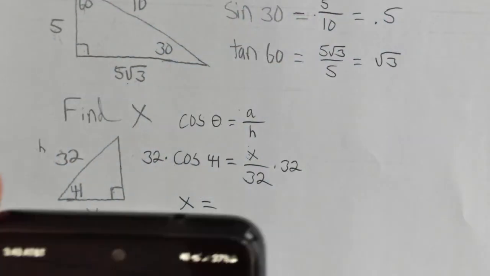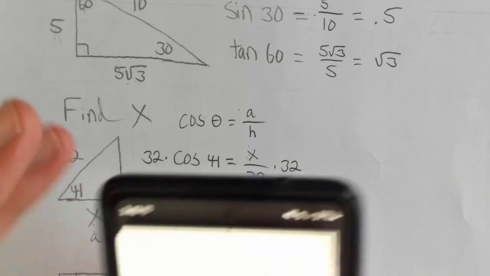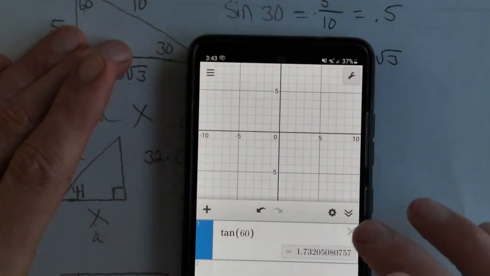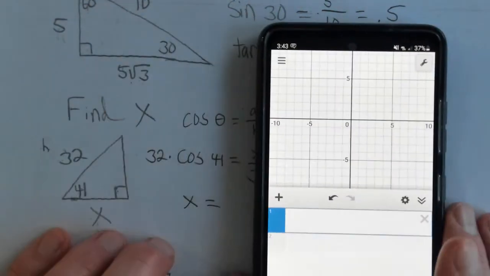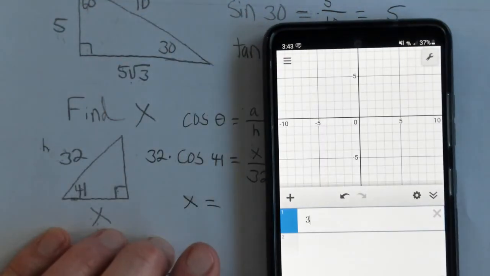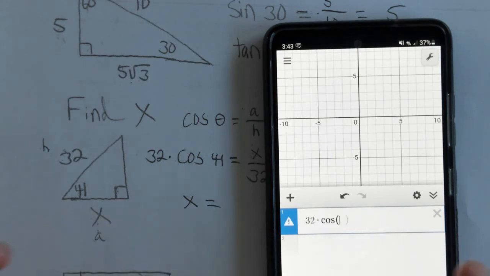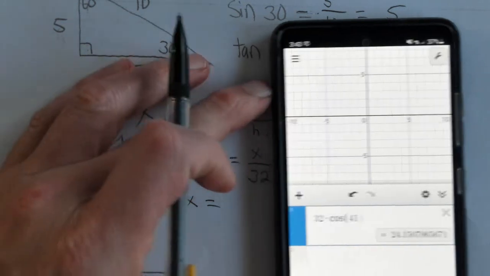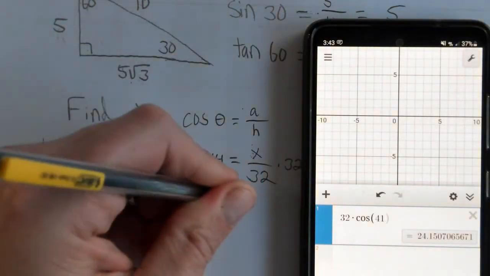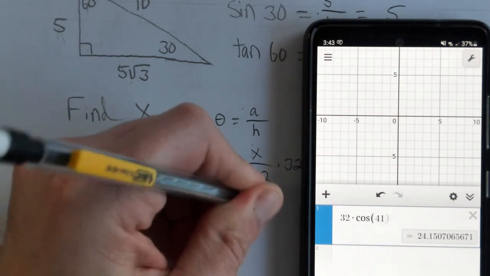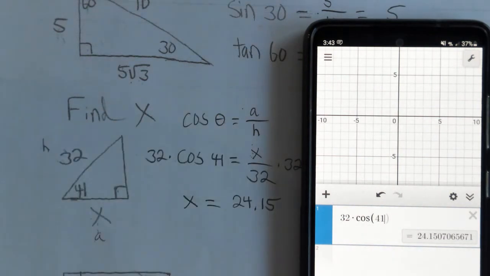So now, we can go back into our calculator. We'll clear these off. And what am I trying to put in there now? I'm trying to put in 32 times the cosine of 41. All right? And so my answer right here is 24.15. All right, so there is your answer.